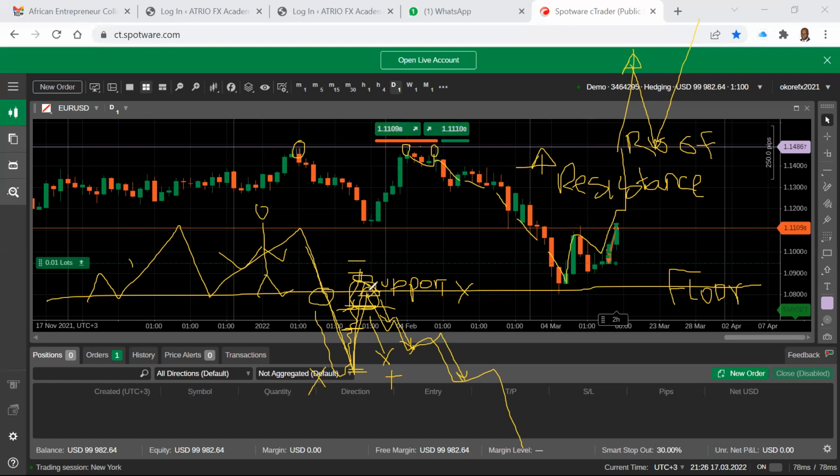So remember, with time, you'll also learn your own strategy. That's the beauty of the market. It gives you a chance to learn your own strategy.